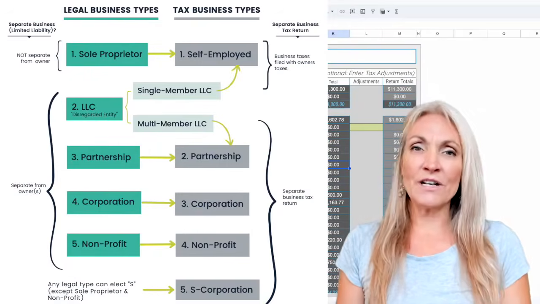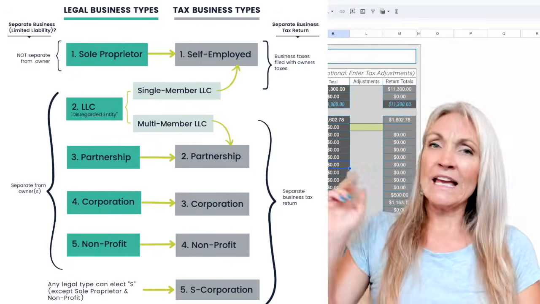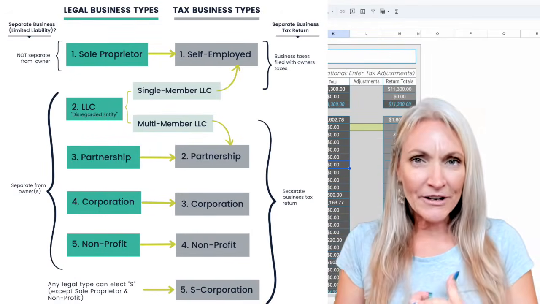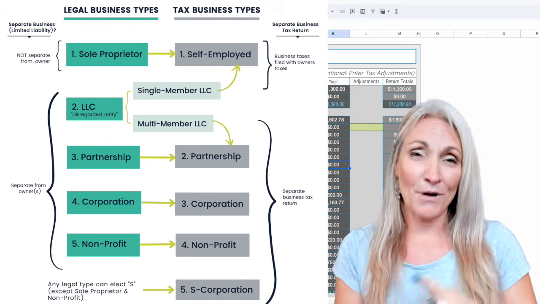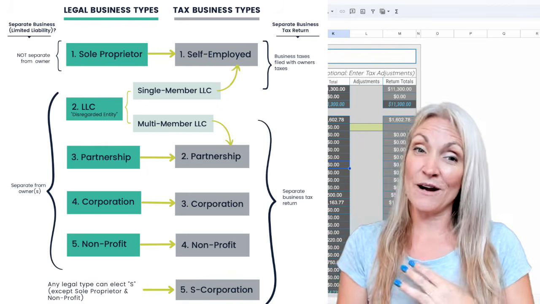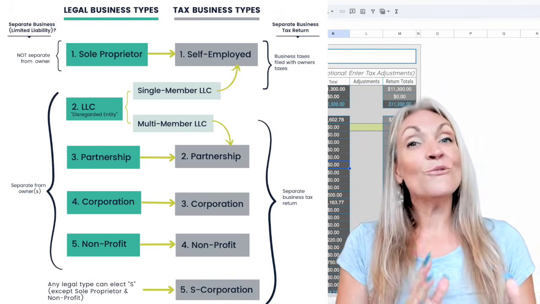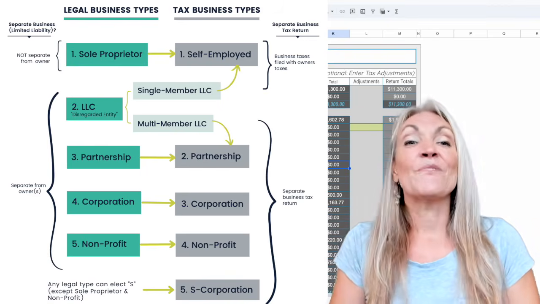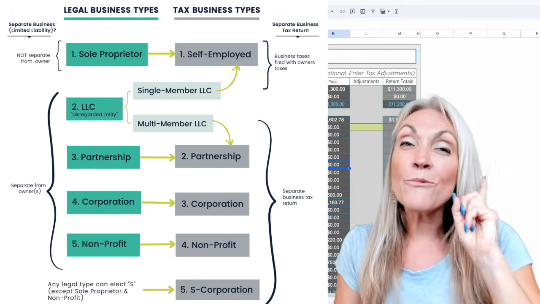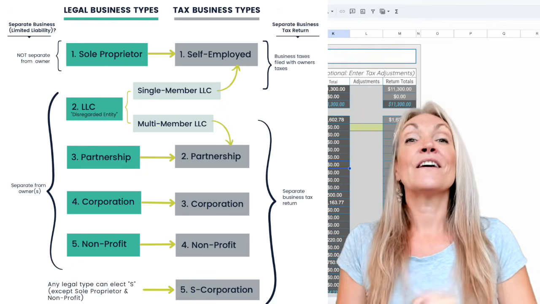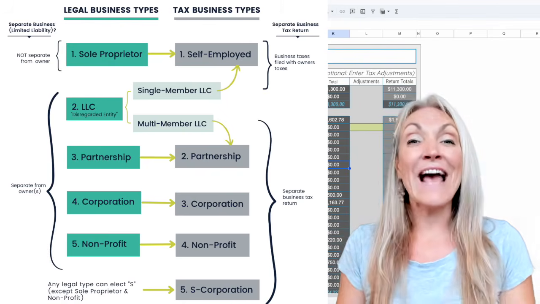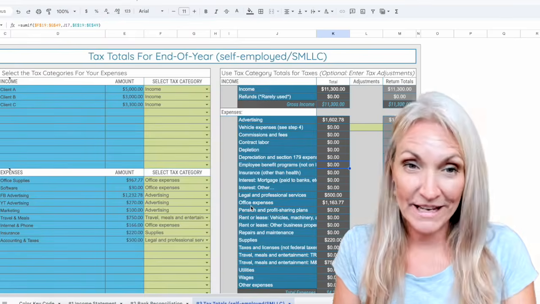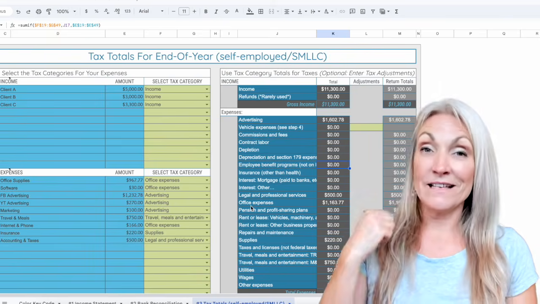So like we covered in the first video, if you are a sole proprietor, meaning you didn't form a separate business like an LLC, a partnership, S-corp, or C-corp, then you are called a sole proprietor. Also, if you have only one owner of an LLC, you are also going to be grouped with the sole proprietor and taxed as self-employed. That is what this worksheet is for.